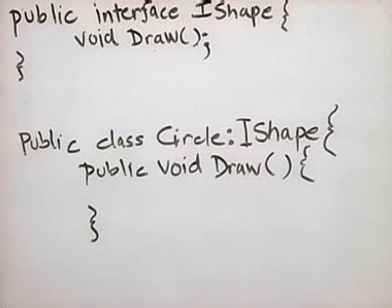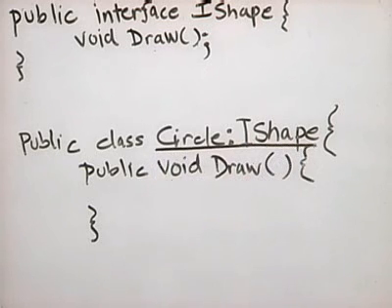In this example, I have a public interface called IShape. IShape has one method. It's Draw. Draw is a void return type with no arguments. Notice that public is implied here. All of the members of an interface are public. In the bottom code, I have a class called Circle, and Circle is implementing IShape.